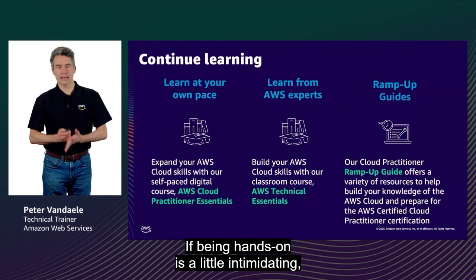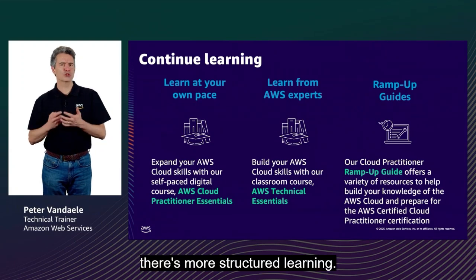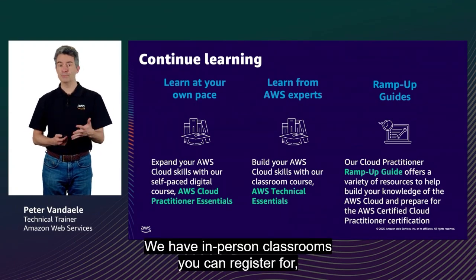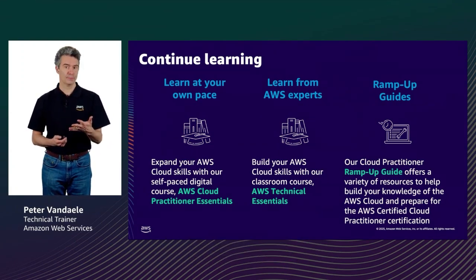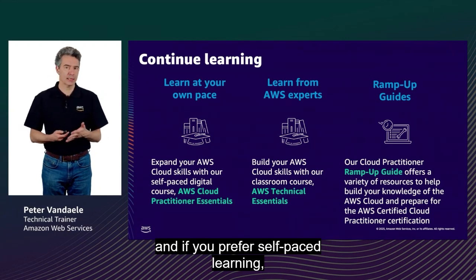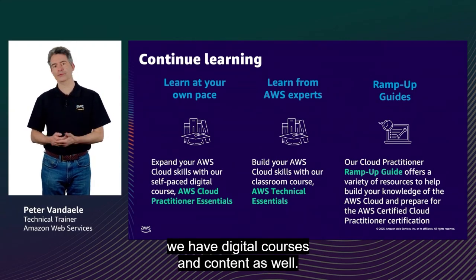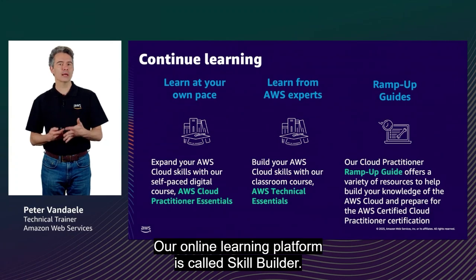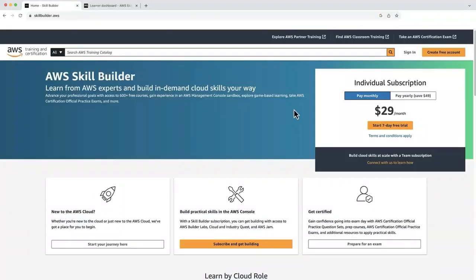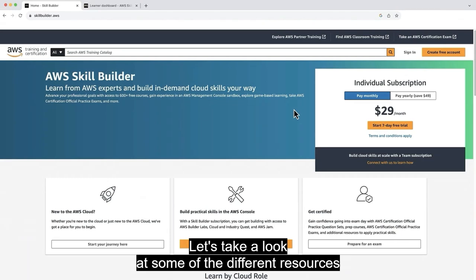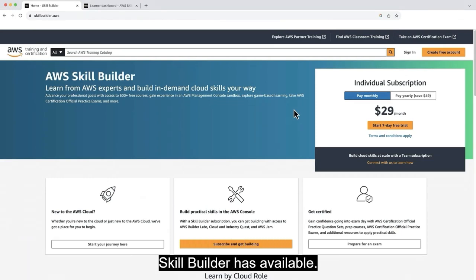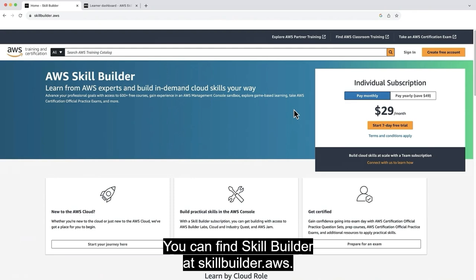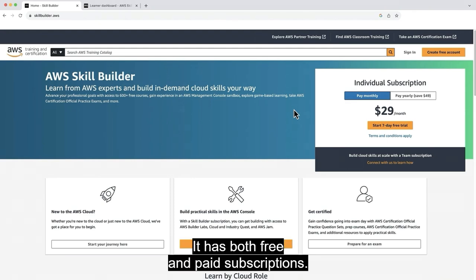If being hands-on is a little intimidating, there's more structured learning. We have in-person classrooms you can register for, and if you prefer self-paced learning, we have digital courses and content as well. Our online learning platform is called Skill Builder. Let's take a look at some of the different resources Skill Builder has available. You can find Skill Builder at skillbuilder.aws. It has both free and paid subscriptions.